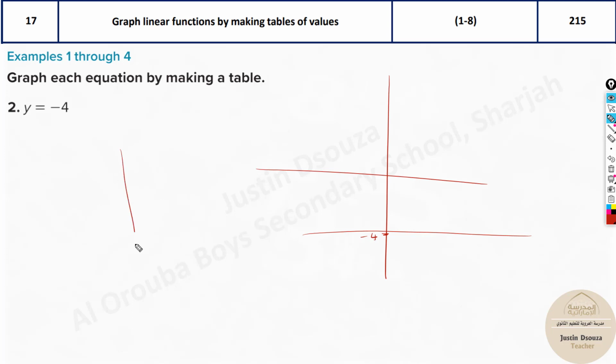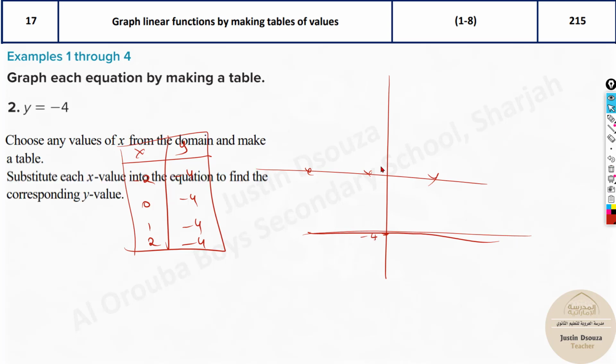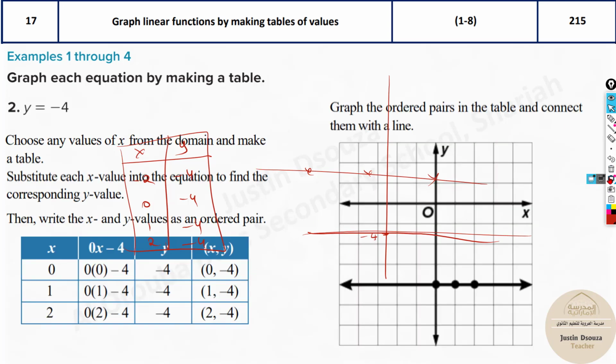Now, even if you make a table, because they have mentioned, make a table of values. So x, y, the y value does not change. It will only be minus 4 all the time. The x value can be anything, minus 2, 0, 1, 2. You will get the same y value. That means for any point of x, the y value is the same, only at minus 4. That's the concept over here. So you can see this is the answer.